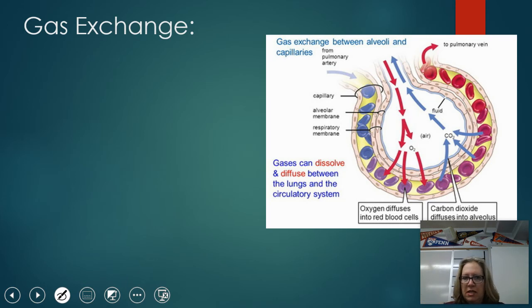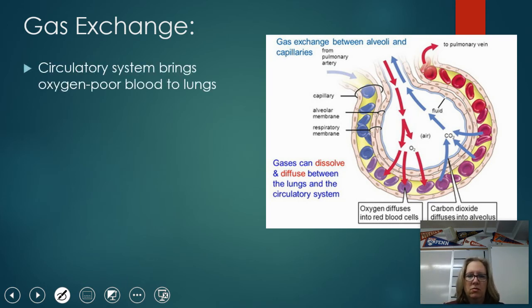Okay, so now let's talk about the gas exchange. We want the oxygen to get into our circulatory system and the carbon dioxide to go out, okay? So the circulatory system brings oxygen-poor blood back to the lungs. And we'll learn about that in the next section. The pulmonary artery brings oxygen-poor blood to the alveoli, okay? And it branches down these little tiny capillaries. This blue represents oxygen poor. They don't actually turn blue, okay?